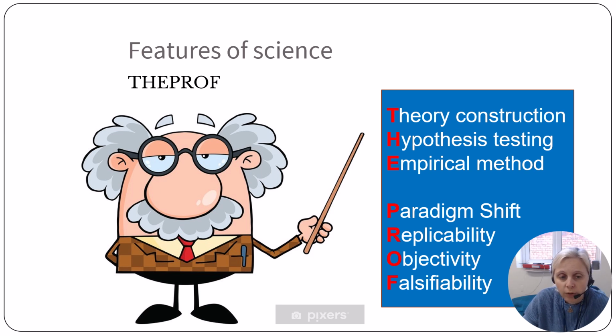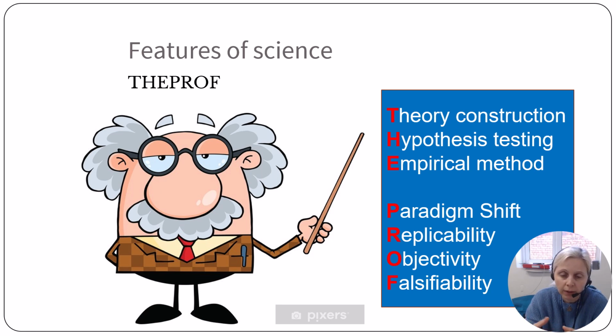Features of science, here's your mnemonic, theory construction. Can I build a universal law based on the findings? Hypothesis testing is how can I verify that these findings reoccur consistently before I construct a theory? Empirical method, can I use data that can be experienced through the senses, usually sight, observable data rather than abstract concepts? Paradigm shift, does the research in question build up enough evidence to change the set of beliefs that exists about a certain concept in the discipline?